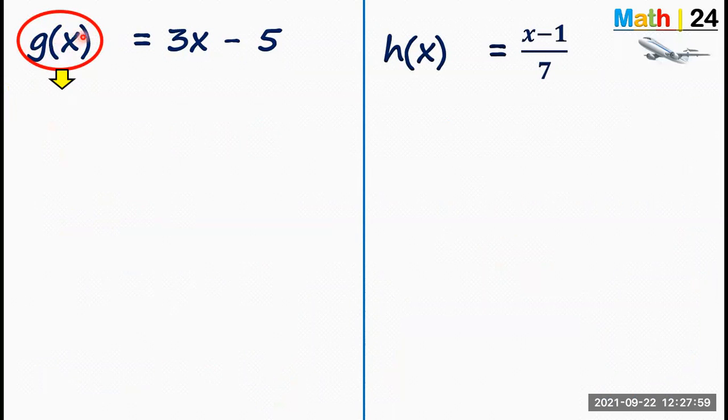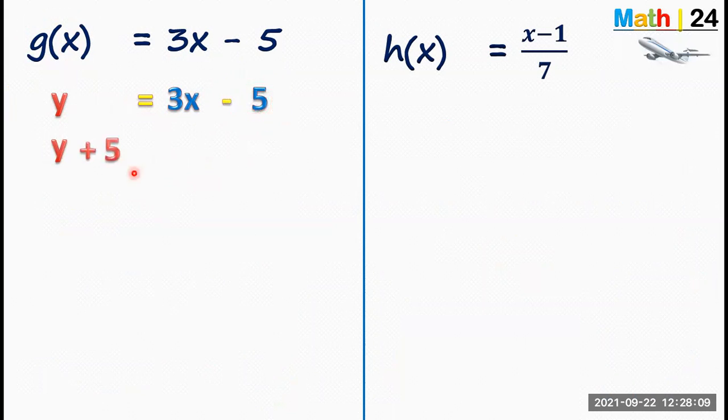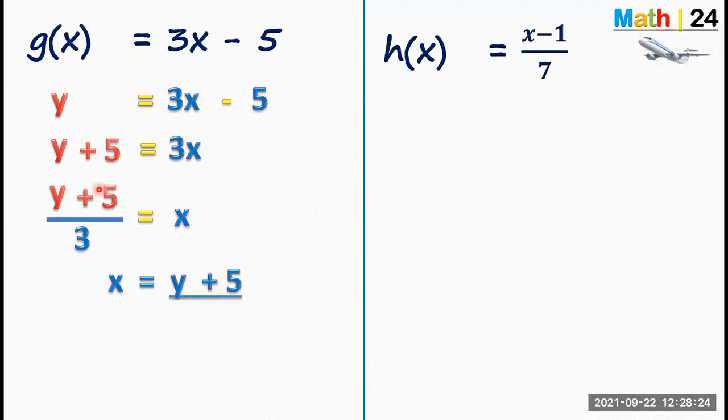Let's just take this other function. We replace g of x by y. So y is equal to 3x minus 5. We now add 5 on both sides of the equation, as you can see. That will give us y plus 5 equals 3x. We now divide all through by 3. Dividing all through by 3 will give us x equal to y plus 5 on 3. And therefore, after swapping, our inverse function, g inverse of x, will be equal to x plus 5 on 3, replacing y by x.